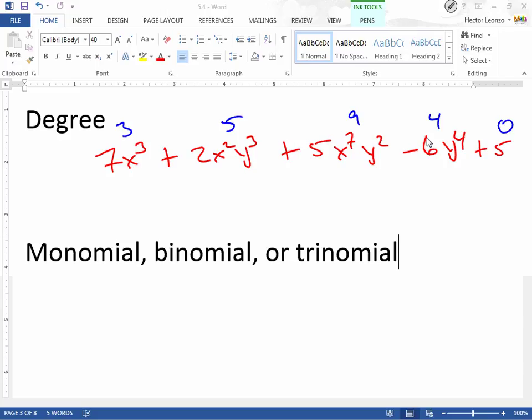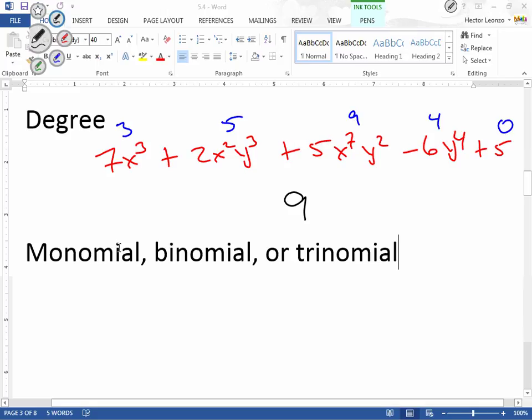Now you're going to be asked, what's the degree of the polynomial? The degree of the polynomial is the highest degree in there. So the degree of this polynomial will be 9 because that is the biggest number in there. So once again, the degree of the polynomial is the biggest degree of its terms. So from all the terms, I'm looking for the biggest.